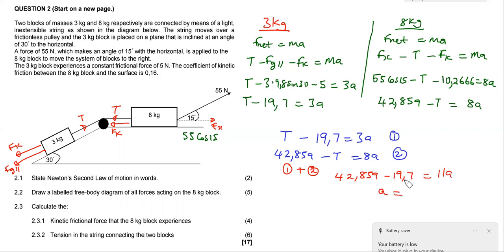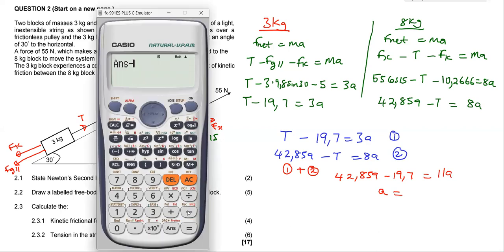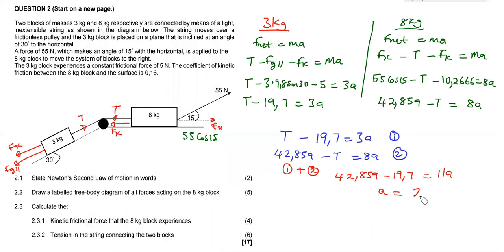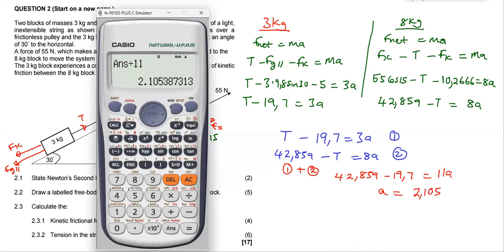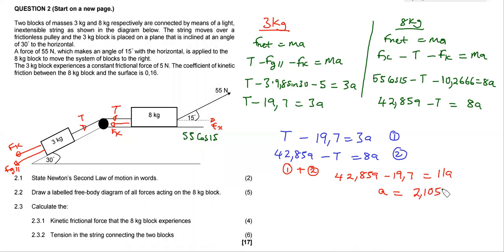So what do we get as our acceleration there? We add the two, we divide by 11. So here it's going to be 42.859, let's just put minus 19.7. What do we get? Then let's divide this by 11. We're going to get 2.105. Is it correct? Sorry. Yeah, 2.105. We can just leave it like that.